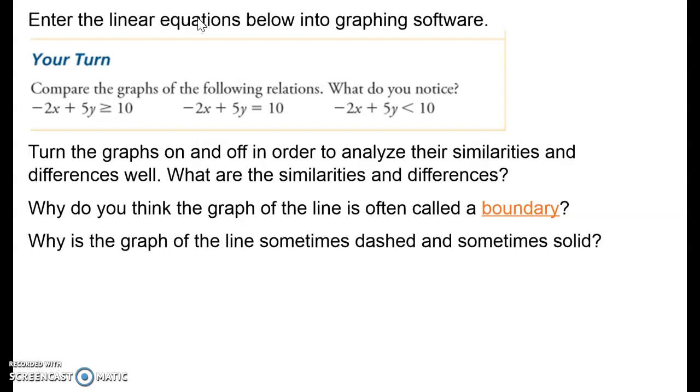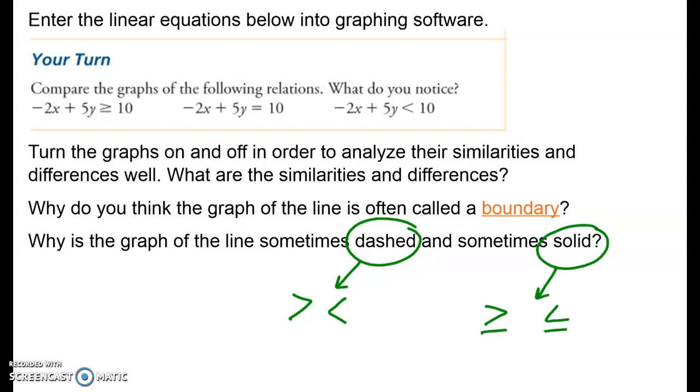Why is the graph of the line sometimes dashed and sometimes solid? Hopefully you explored that and you realize the dashed line comes from when we have a greater than or less than. When we draw a solid line for a boundary, that means that we also have an equal to, so that the part of the solution can be on the line if it's solid. And when it's dashed, the line or the boundary is not part of the solution because it has to be less than or greater than the line.